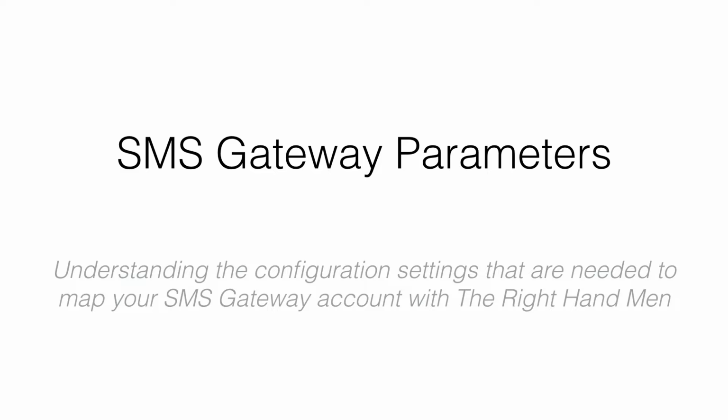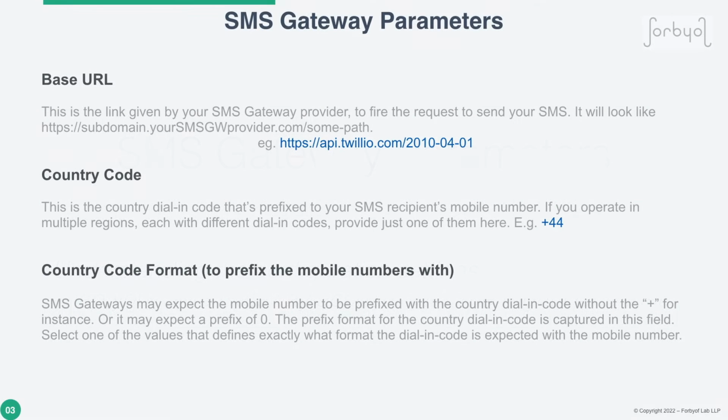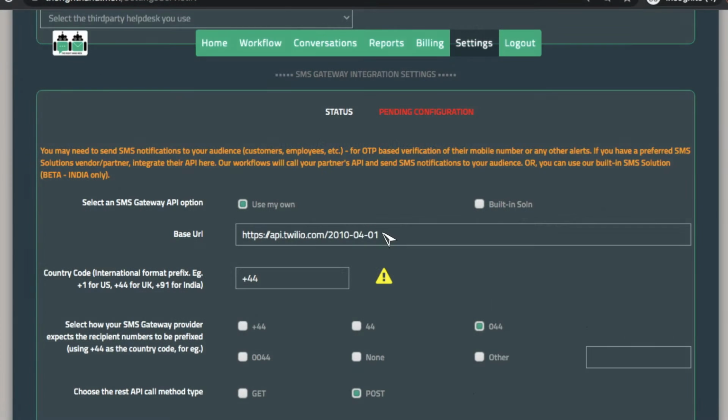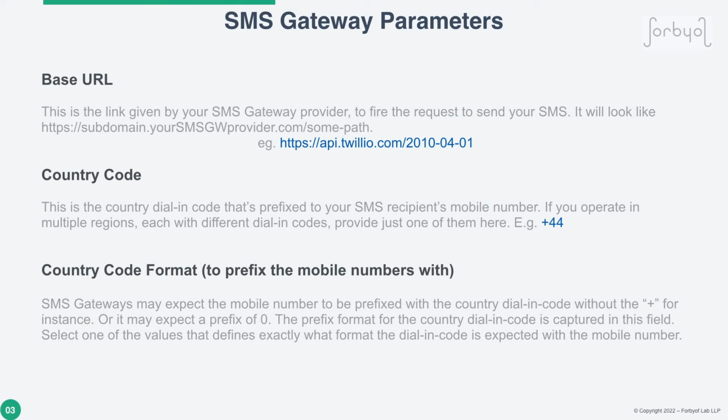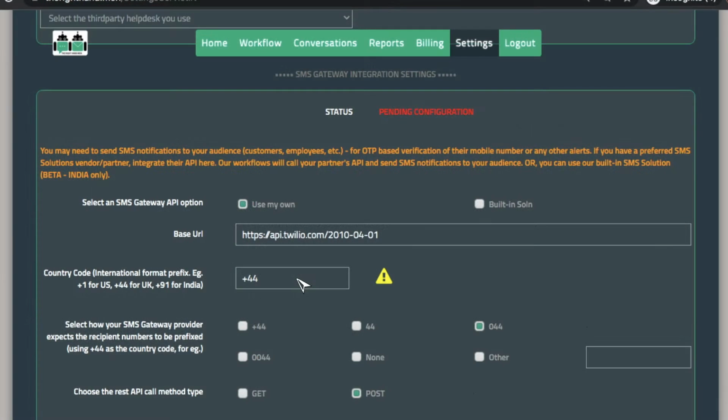We'll look at the parameters that your SMS Gateway provider's API would expect, in order to be able to send SMS messages. The first parameter is the base URL. This is the endpoint URL to reach the SMS Gateway API. The next parameter is the country dial-in code. This code is prefixed to the target audience's mobile number. For US, it's +1. For the UK, it's +44.